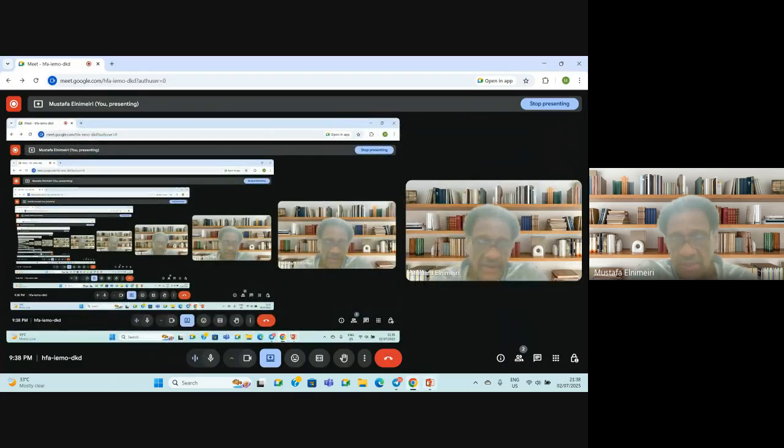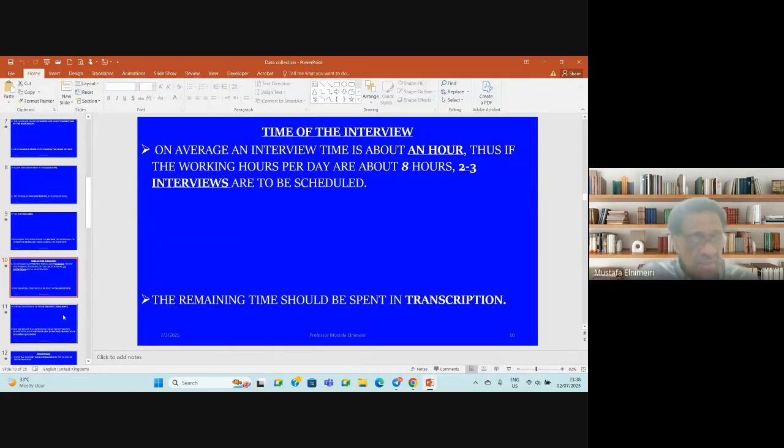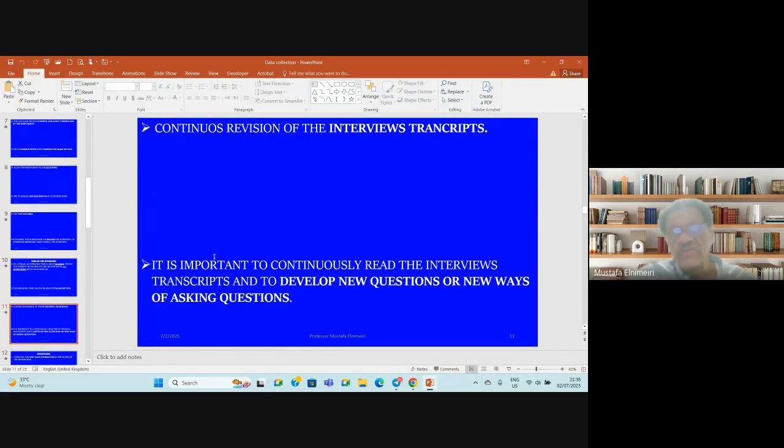Another thing we need to emphasize here is that continuous revision of the interview transcripts is important. Continuously reading the transcripts will help the interviewer develop new questions or new ways of asking questions, or even formulate new important questions based on the responses generated from the interviews already conducted.